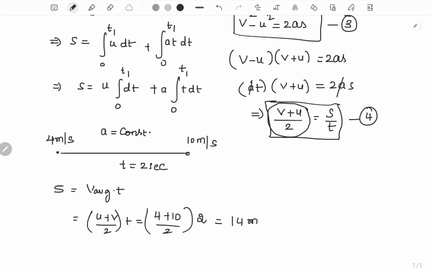The calculation is quite easy because we used the average velocity relation. If you didn't know that relation, then how can we solve this problem?